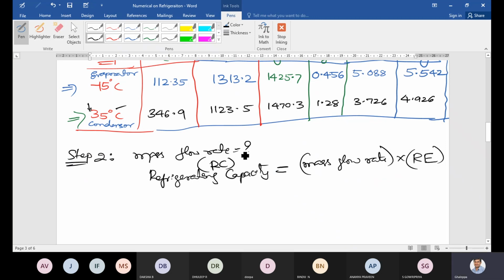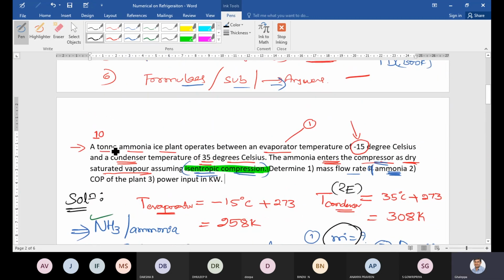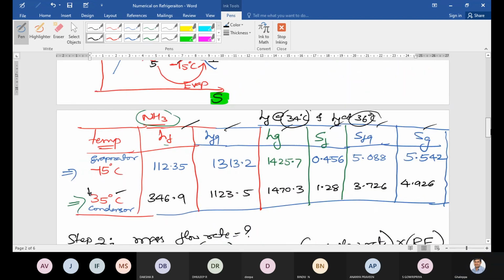This RC value is given in the statement, that is tons of refrigeration. Ten is missing, typo error. Write down the value 10. A ton of ammonia, 10 tons of ammonia. So 10 tons. 1 ton is equal to how much? Any idea?